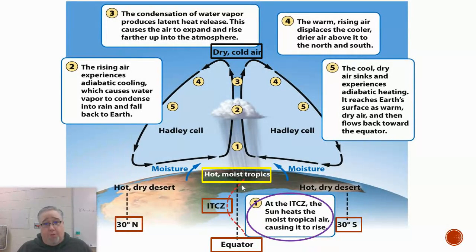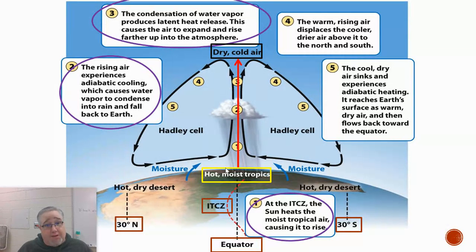So at the equator, at that ITCZ area, this is where the sun hits the earth. We have the most direct sunlight at this particular latitude than anywhere else on the planet. So again, there's a reason why that air is so hot near the equator. The hot air rises, and as it rises, it experiences adiabatic cooling. It causes that air to expand and it cools.